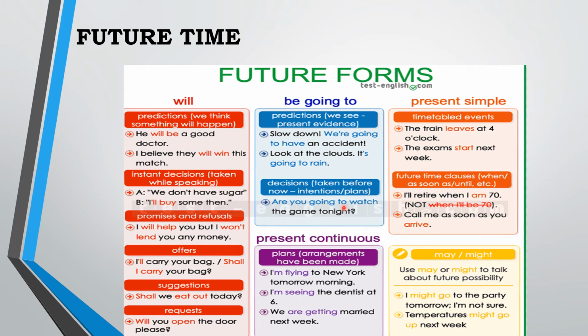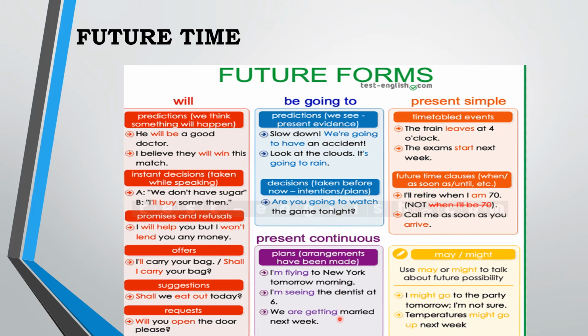Decisions where you have some intentions or decisions where you have plans, you can use be going to. For example, are you going to watch the game tonight? When you talk about cricket, when you talk about any game, or when you talk about a movie, when you talk about an outing, when you are asking someone, are you planning to watch the game tonight? Or are you going to watch the movie tonight? Are you going out with him tonight? So something that talks about intentions and plans, you can use going to.